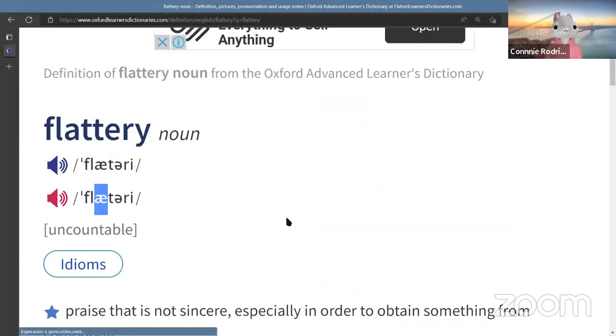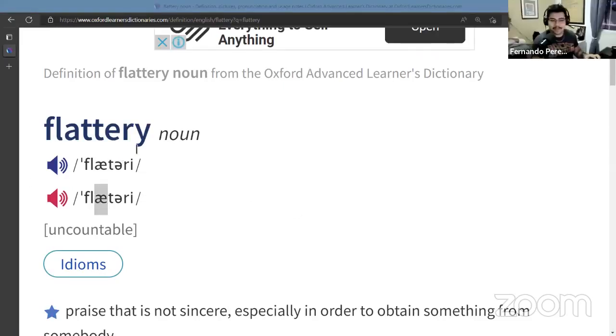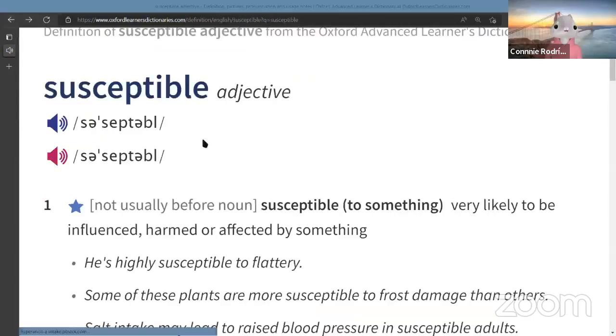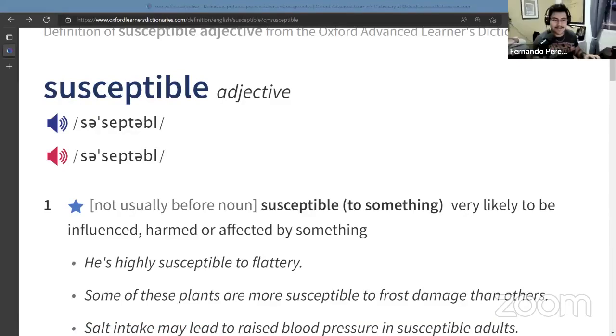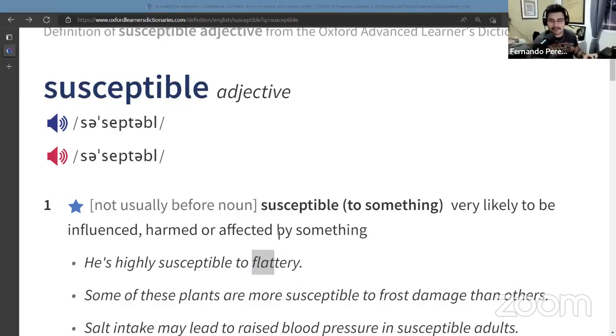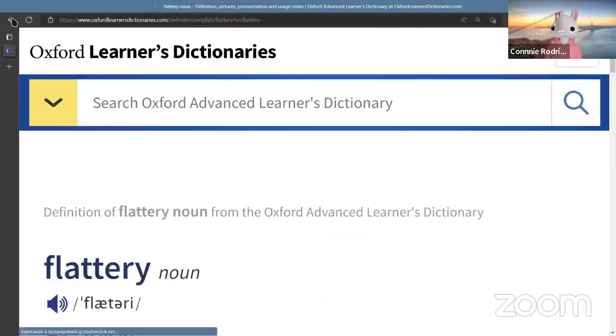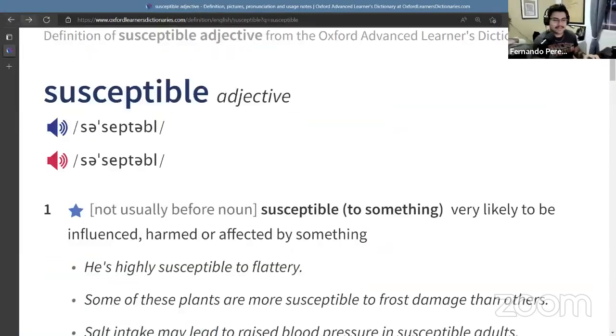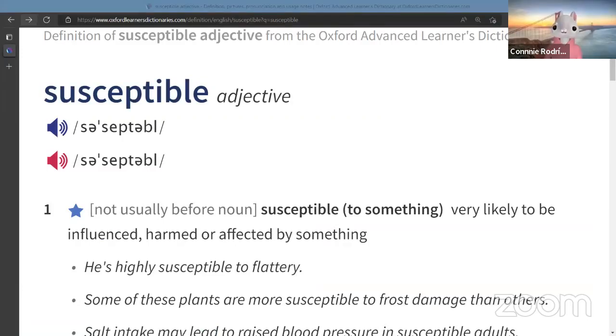Pronunciation. Flattery. Open more. Flat. Flattery. Exactly. One time: He's highly susceptible to flattery. Again. Look at the syllables. Number one, flat. Number two, tery. Flattery. Excellent. He's highly susceptible to flattery. Perfect.